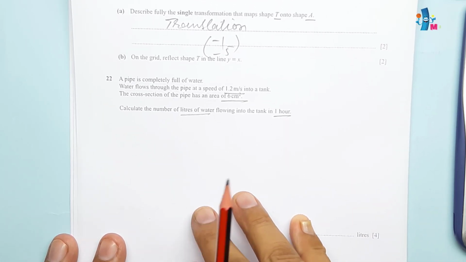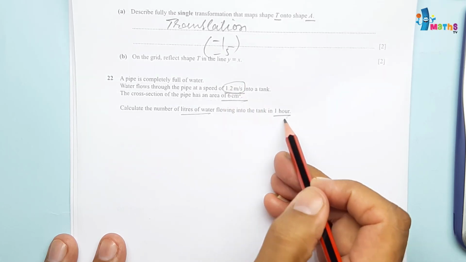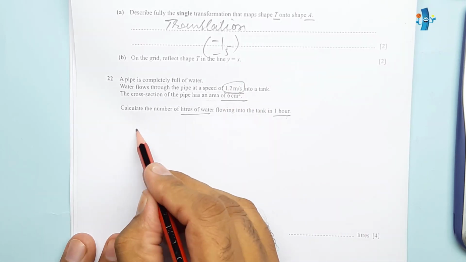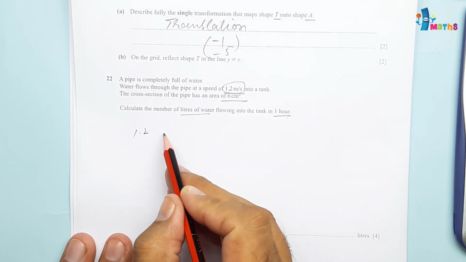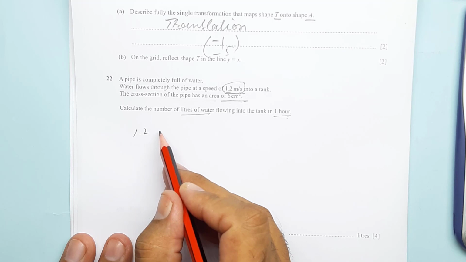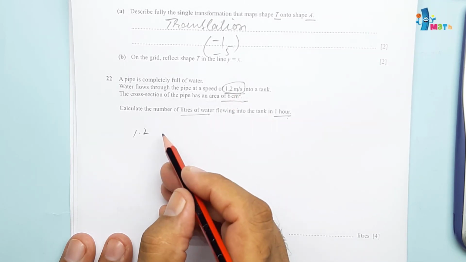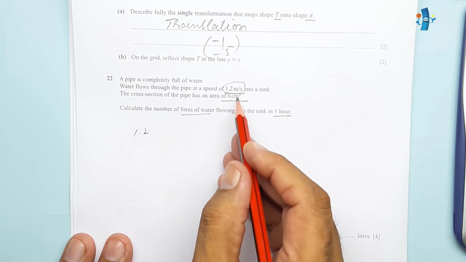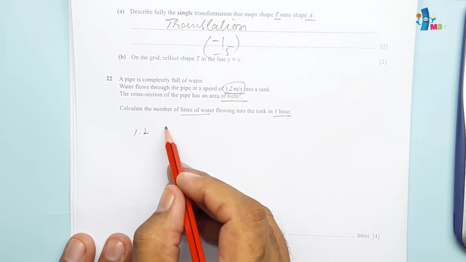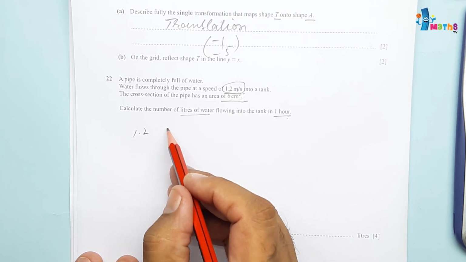So 1 hour. This speed is per second. Keep in mind the units, and this is 1 hour. So 1.2 is the cross section area, and we want to calculate this. This is meters per second, and we have to convert centimeters into meters and calculate the number of liters of water.